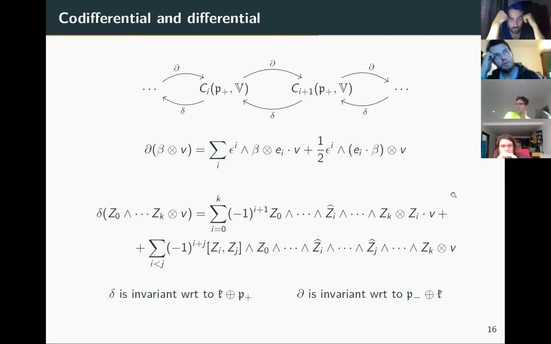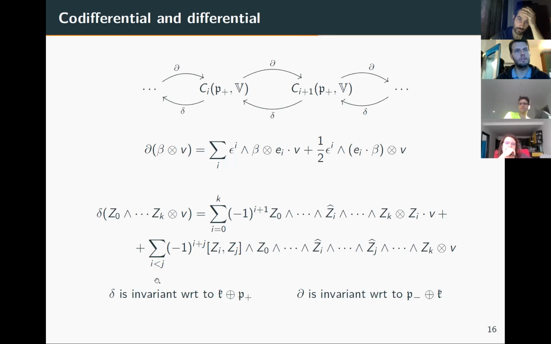So what we have here is that these differentials are actually invariant with respect to some algebras or groups. The homology differential is invariant with respect to L plus P plus, and the other one is invariant with respect to the opposite subgroup. So again, the diagonal acts on both of them in the same way. They are always invariant with respect to L, but one of them is invariant with respect to P plus, the other with respect to P minus.